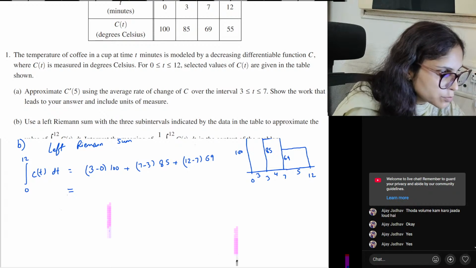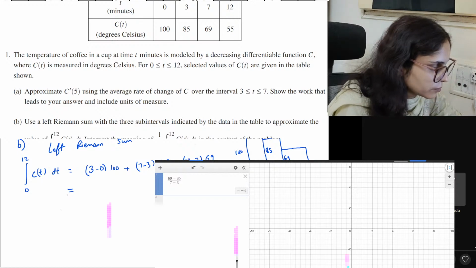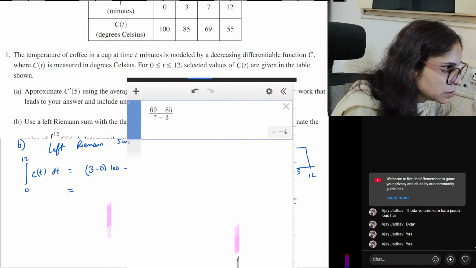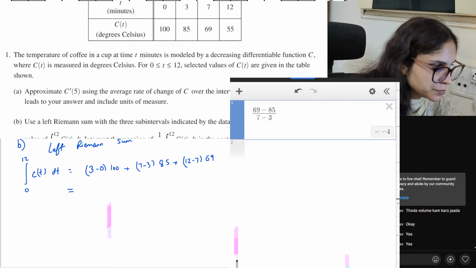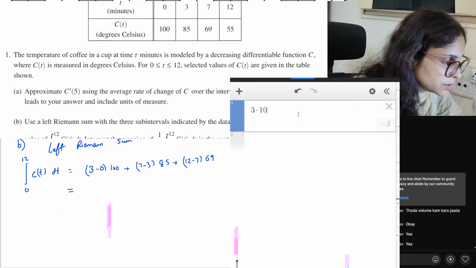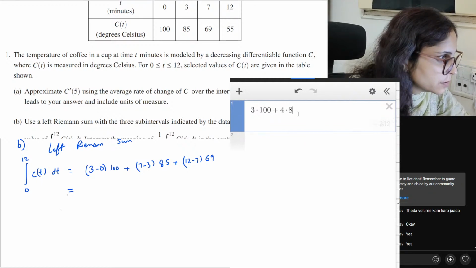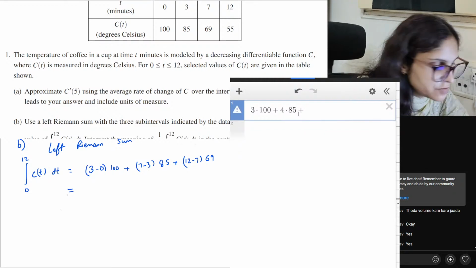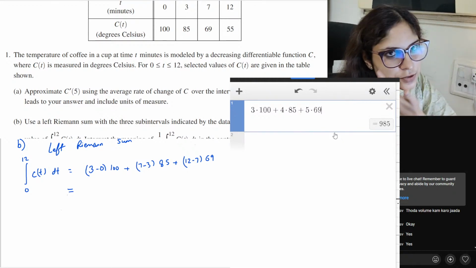So yeah, now we'll just use Desmos. And again, because we're just doing calculation so that you can see in a better way, I'm going to make it bigger. And I'm going to place it over here so that you can see the entire calculation. So 3 minus 0 is 3. 3 times 100 is 300. Plus 7 minus 3 is 4. 4 times 85. Plus 12 minus 7 is 5 times 69. So the answer is 985.